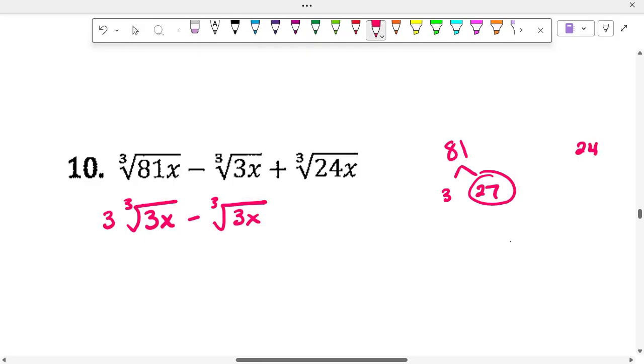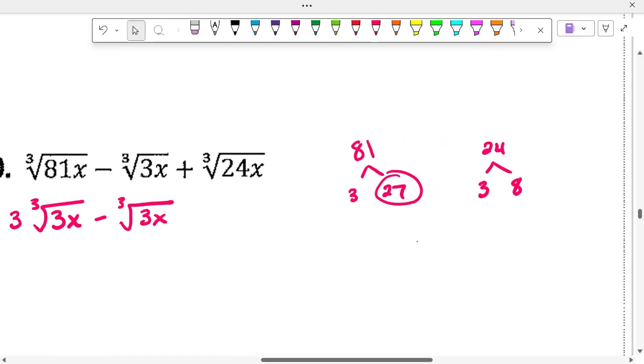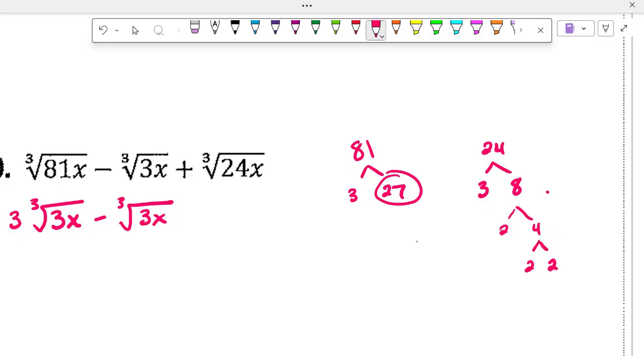And then 24. If I simplify 24, what's the perfect cube in 24? 8. So guys, if the perfect cube method confuses you, 8's the perfect cube. But if that confuses you, just keep breaking it down till you got prime factors. Find which one repeats 3 times. So this would be 2 and 4, 2 and 2. These 2's repeat 3 times, so that's my perfect cube. And we already know that the perfect cube was 8. So this would be 2 cube root 3x.